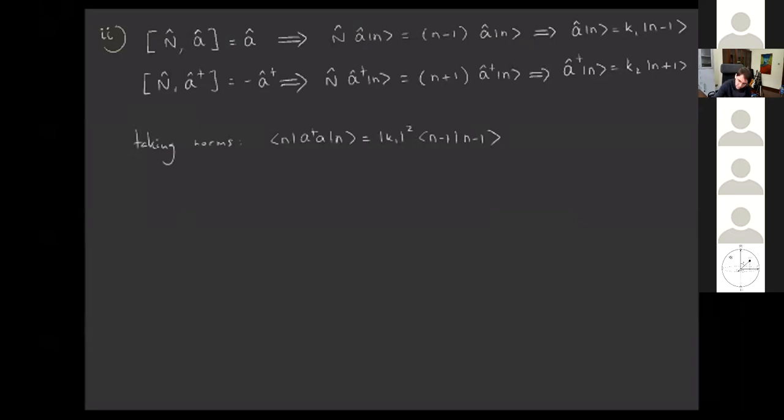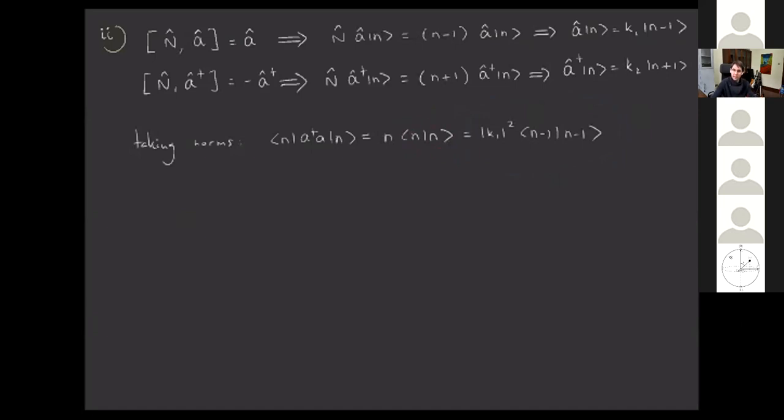Yes. And on the other hand, so let me maybe move this a bit away. On the other hand, A dagger A is the operator N, the number operator, and acting on the state |n⟩, this just gives the eigenvalue. So this is equivalent to n⟨n|n⟩, okay? So now from these expressions, we automatically find that ⟨n|n⟩ is equal to one.